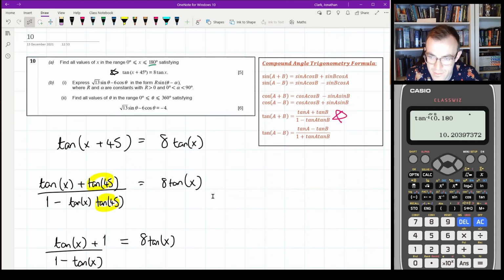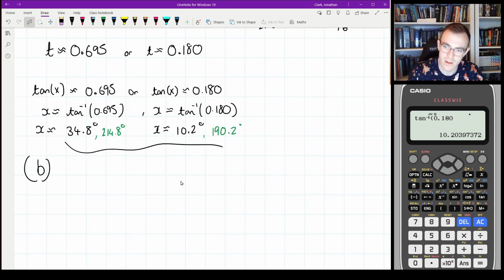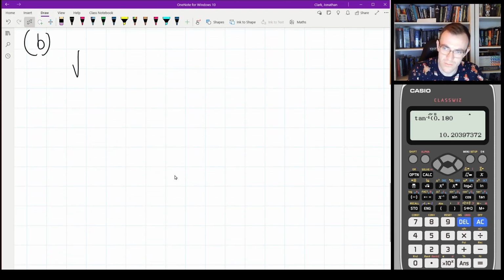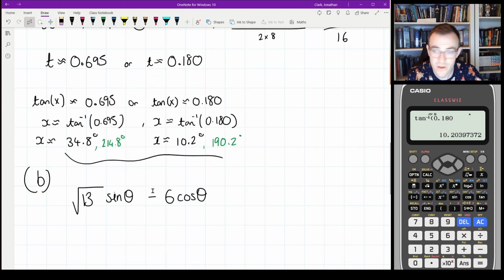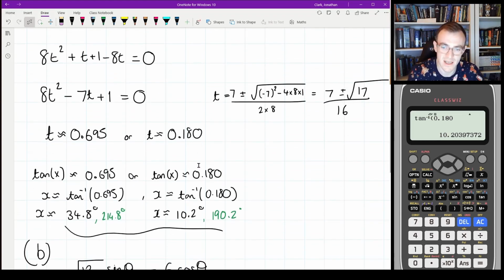Yeah, brilliant. Let's have a look at this next one then. So this is a harmonic one. We've got root 13 sine theta take away 6 cos theta. So let's write that down first of all: root 13 sine theta take away 6 cos theta, and we're trying to express it as r sine of (theta minus alpha).